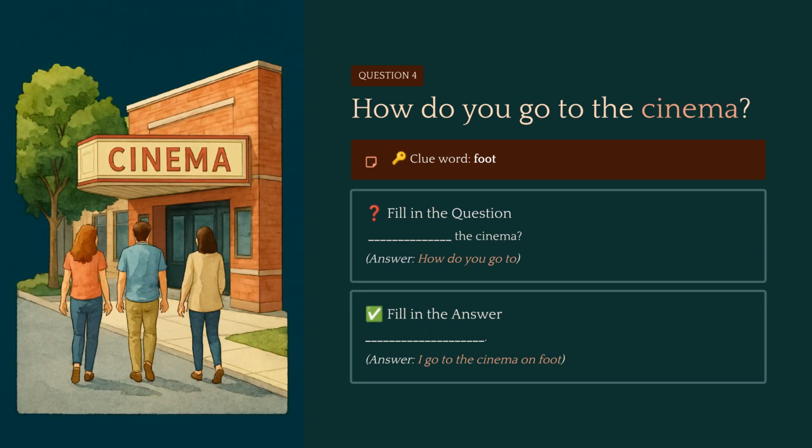Question 4. How do you go to the cinema? Clue word. Foot. Fill in the question. How do you go to the cinema? Fill in the answer. I go to the cinema on foot. Remember, never say by foot.